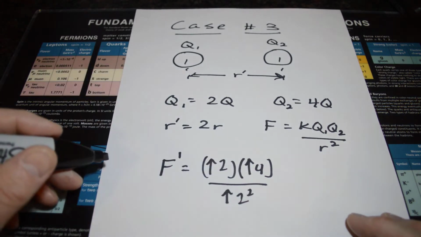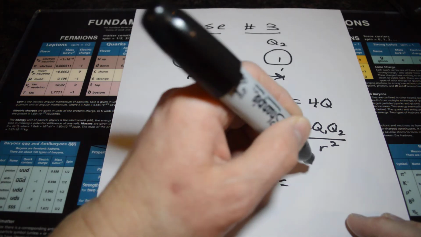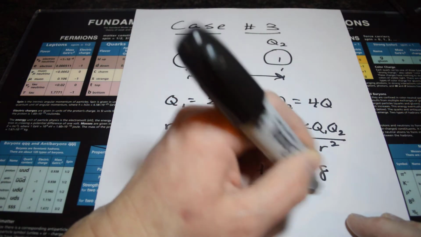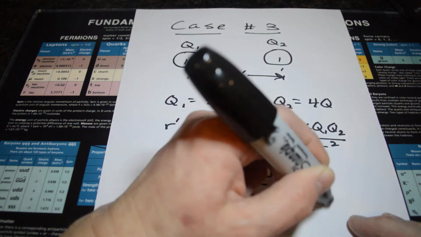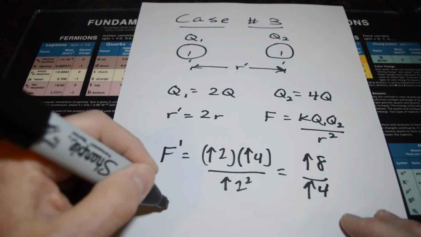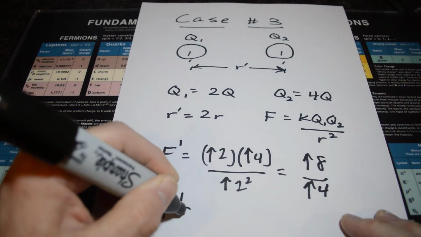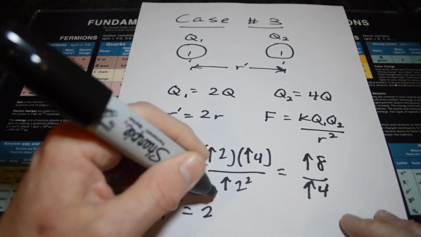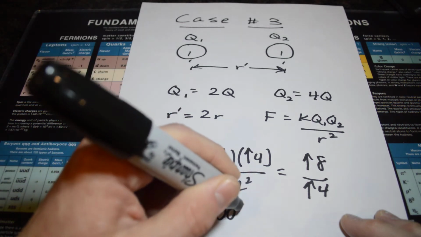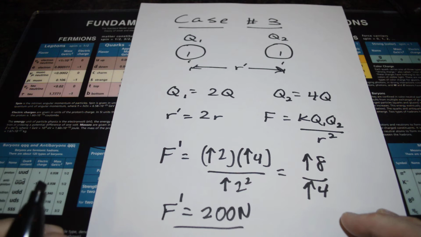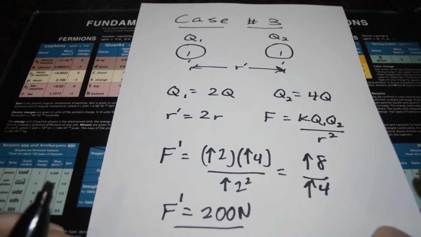So if that's the case, the numerator goes up by 8. The denominator goes up by 4. So the whole thing should be twice as much. So I think you have an answer of 200 newtons, be the case 3 answer. Okay.